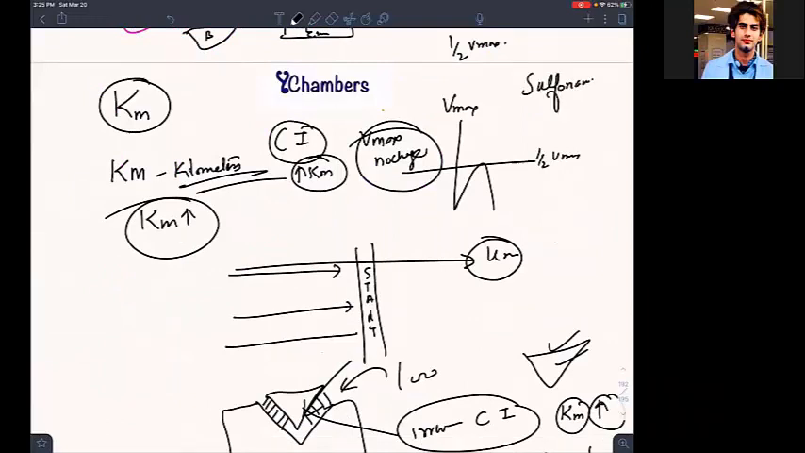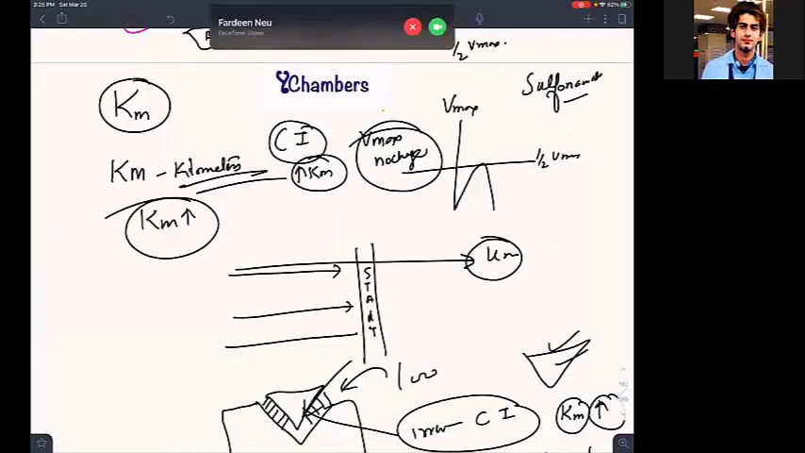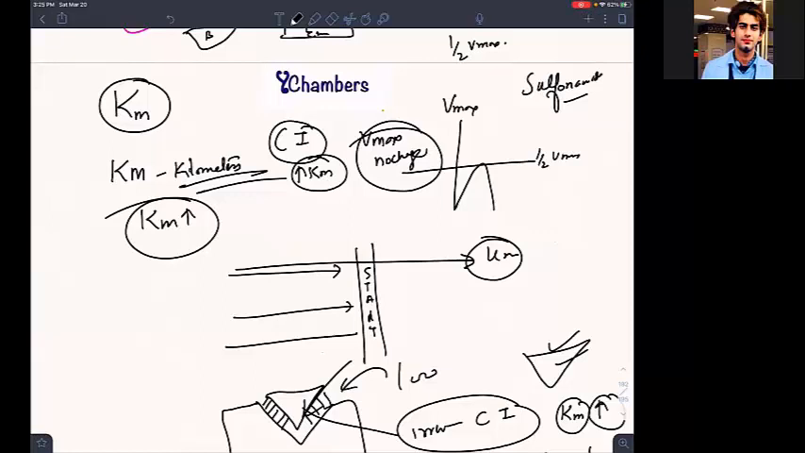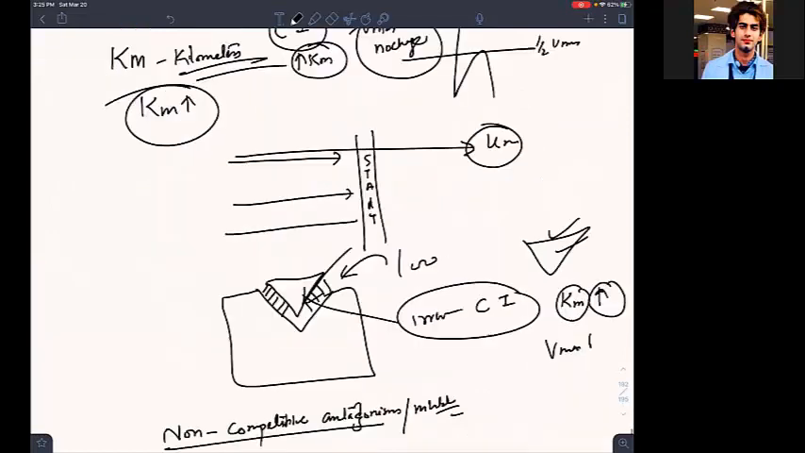Sulfonamides, I told you, result in kernicterus, they result in unconjugated hyperbilirubinemia. So if I talk about non-competitive inhibition, what happens in non-competitive inhibition?